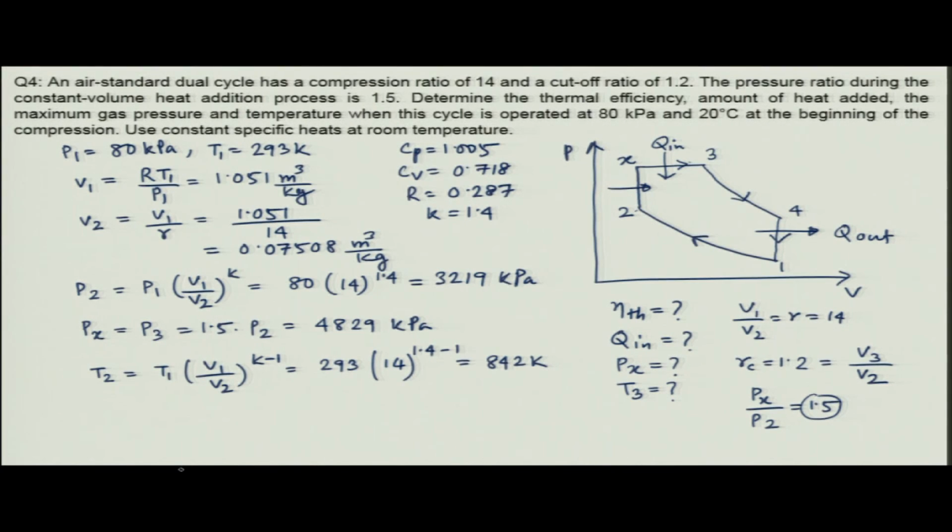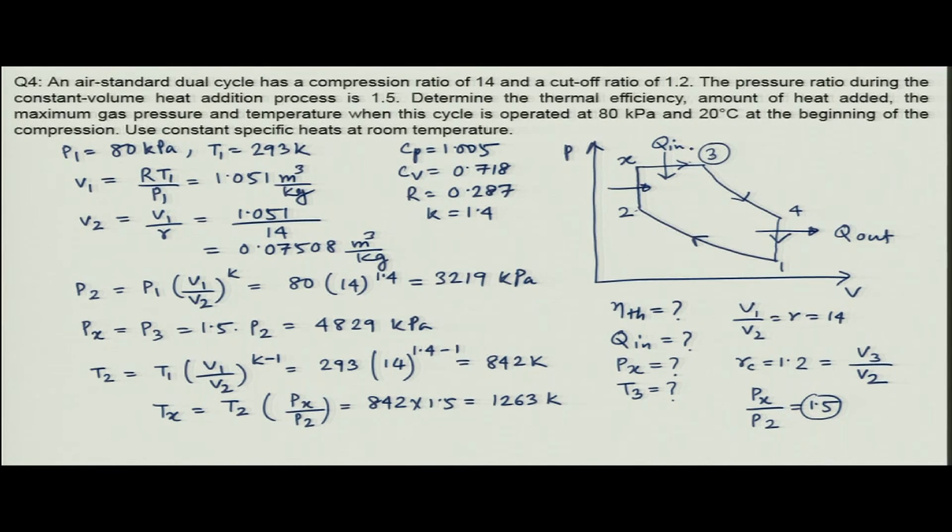Okay. So, next we have to find what is Tx at the end of the constant volume heat addition. So, Tx can be found as T2 multiplied by Px upon P2. Okay. So, 842, Px upon P2 is 1.5. So, this is 1263 Kelvin. Next we will find what is V3.